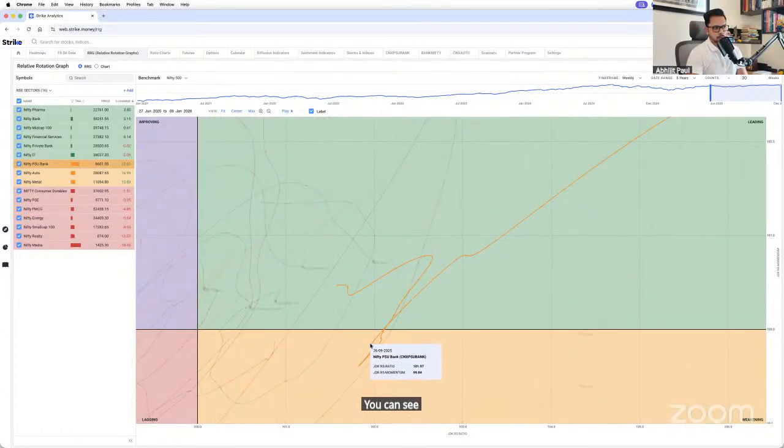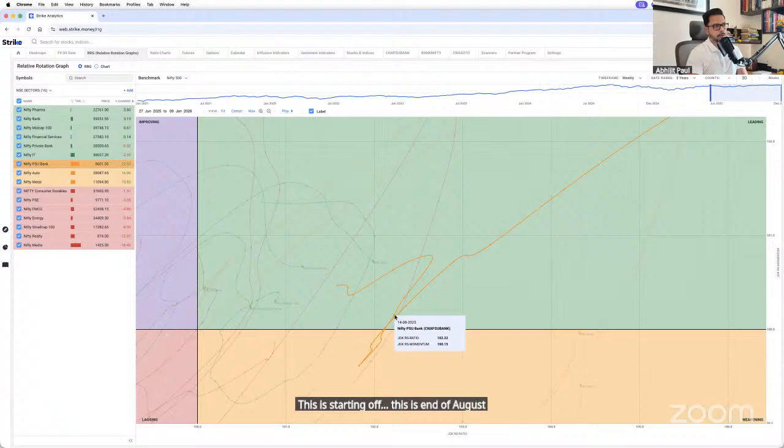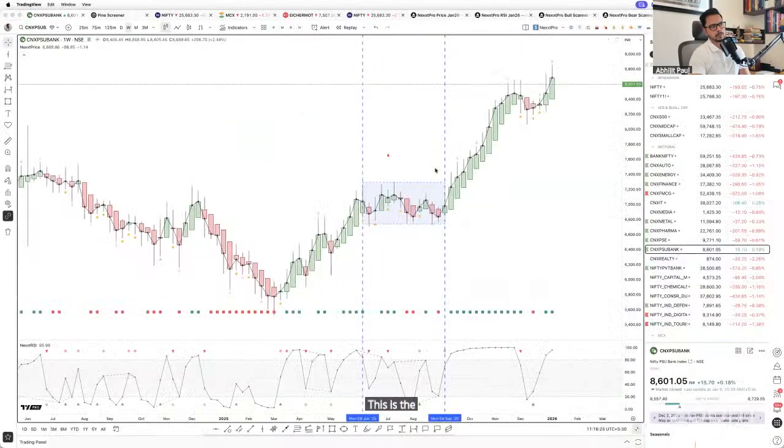Now this is more or less August. This is end of August, 29th. October, September, this is October. 9 कहाँ गया? ये रहा. So this is the area where the curve is going up. This is the area where this breakout is happening.